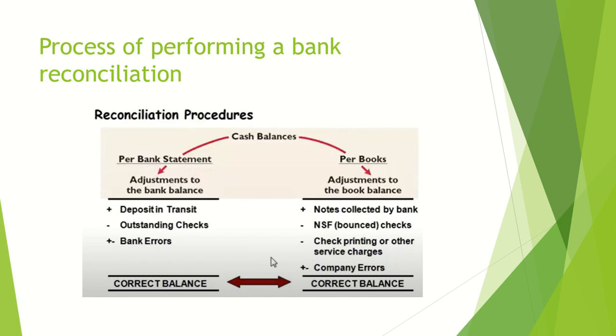As you can see here, when it comes to bank reconciliations, there are a few things on each side. On the left side it says per bank statement, and on the right side, per books. There are some things underneath for the bank side, and some things underneath on the book side.